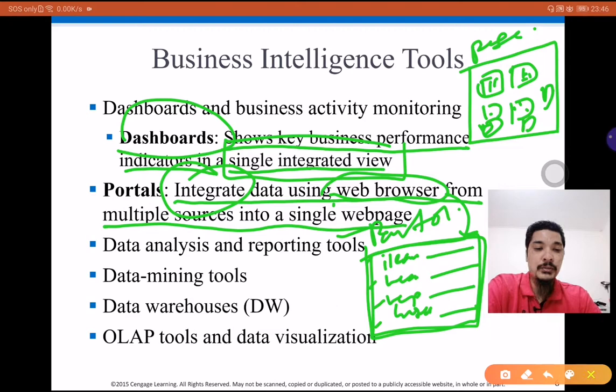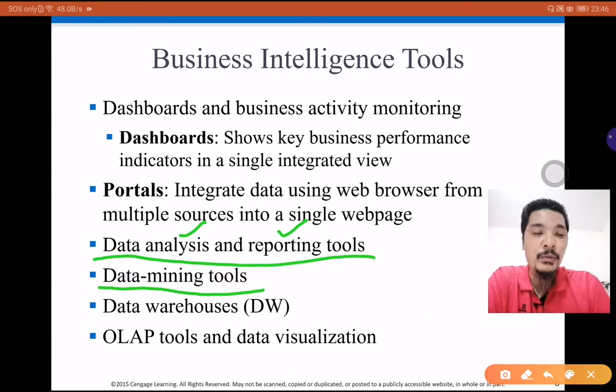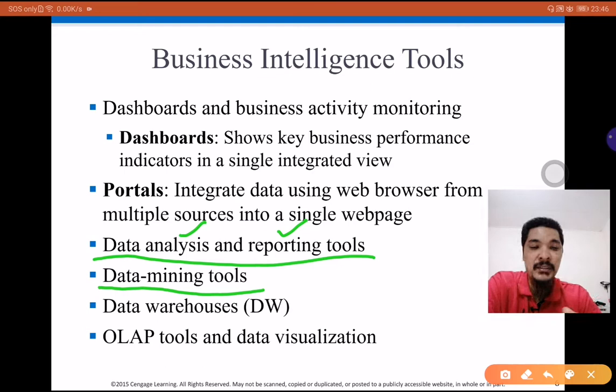For the next one, it is data analysis and also reporting tools. So business intelligence tools for data analysis and also for the reportings. And the next one is data mining tools. We need to mine the data. Mine means lombong. Kita kena melombong data tersebut. It's not just simply looking into the data. We need to mine the data.